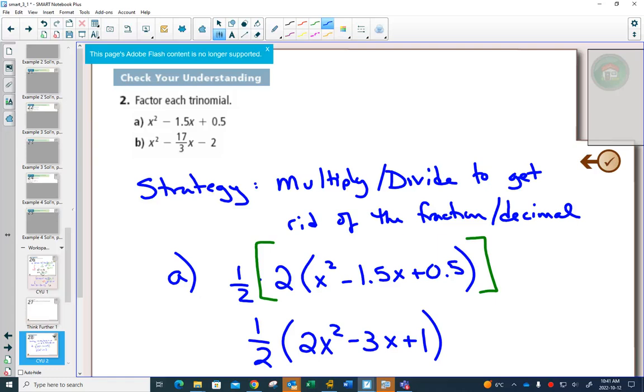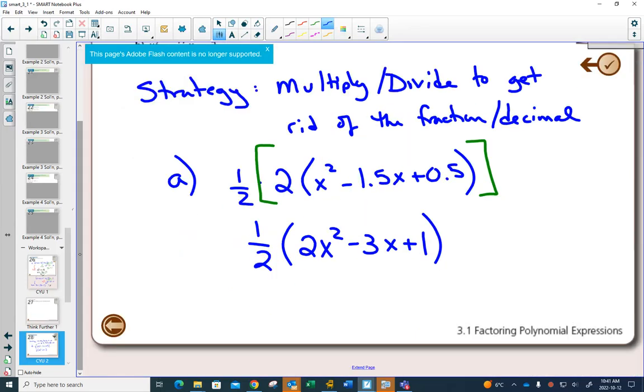The other thing that some people think about is taking the half out, but I find that, mental math-wise, that's harder for students to see. If you take a half out of 1, you get 2. If you take a half out of 1.5, you get 3. And a half out of a half is 1. That one's not so bad. But once I've taken that half out, or multiplied by 2 and multiplied by half, now I can factor.